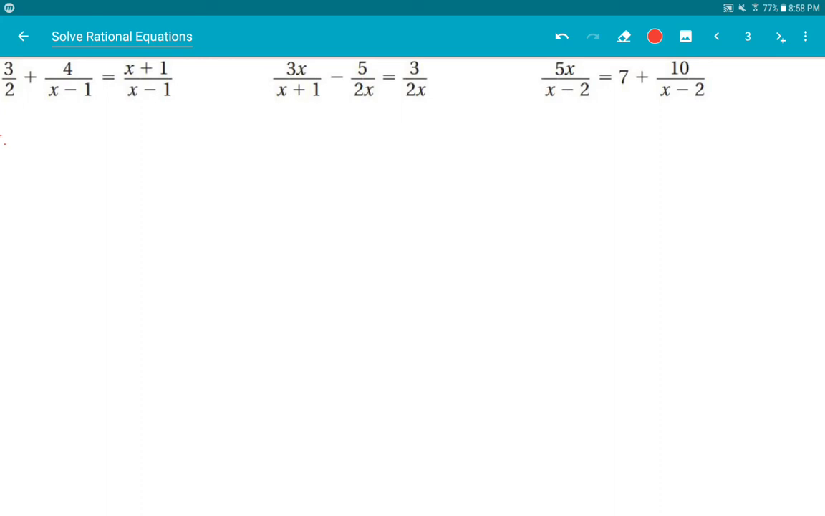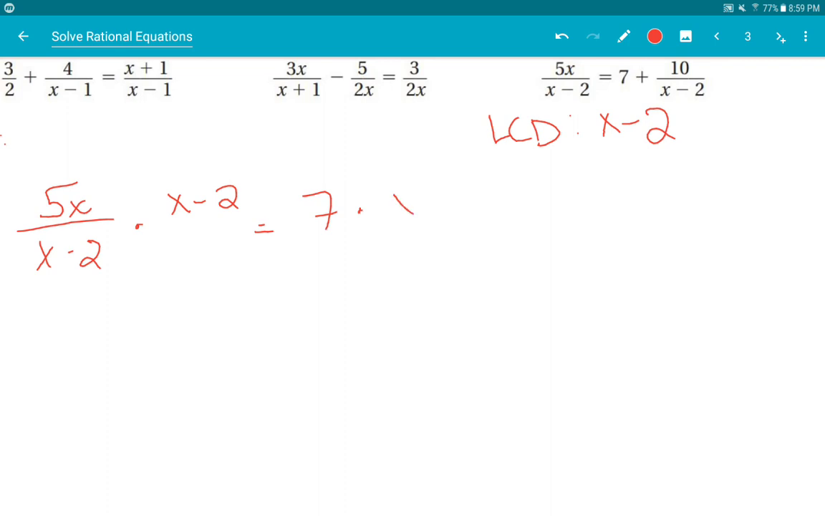All right, the last one. Finding the LCD is what's important. So the LCD for this one here is just going to be x minus 2. Okay, that's what we're going to multiply each of them by. This denominator for the 7 is 1, so again, we don't really need anything else, so it's just x minus 2. So we have 5x over x minus 2 times the LCD of x minus 2 equals 7 times x minus 2, plus 10 over x minus 2 times x minus 2.